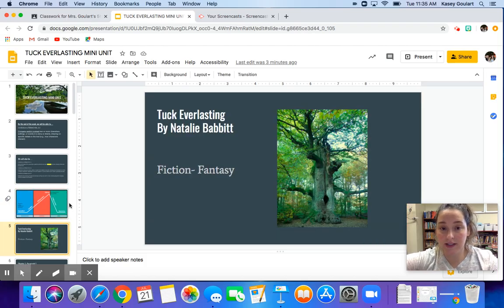We are introducing Tuck Everlasting by Natalie Babbitt. This is fiction, but it's fantasy. Keep that in mind because that is definitely going to help us whenever we're drawing inferences from the passage, because it will help us determine what could happen next, okay? It's fantasy, maybe with some realistic elements in it, but it definitely has an element of fantasy where it couldn't really happen in real life, okay?